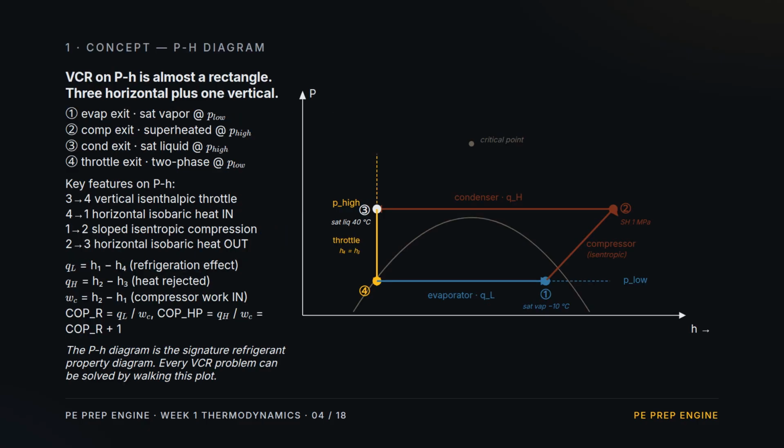The pH diagram: pressure vertical, enthalpy horizontal. 4 states. State 1, evaporator exit, saturated vapor at the low pressure. State 2, compressor exit, superheated at the high pressure. State 3, condenser exit, saturated liquid at the high pressure. State 4, throttle exit, 2-phase at the low pressure. A vertical isenthalpic drop from state 3. 3 horizontal legs plus the vertical throttle. On this plot, QL is the 4:1 distance, compressor work the 1:2.